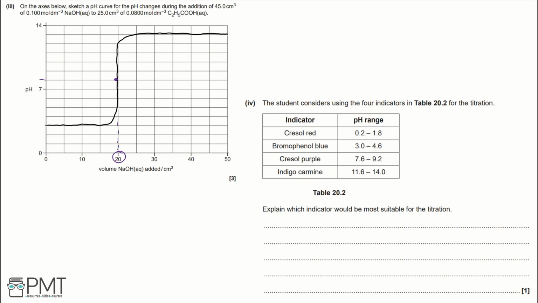So that's a mark for the general shape, a mark for the pHs of our shape being correct, and a mark for having your end point at a volume of 20 centimeters cubed, the end point of the vertical section.